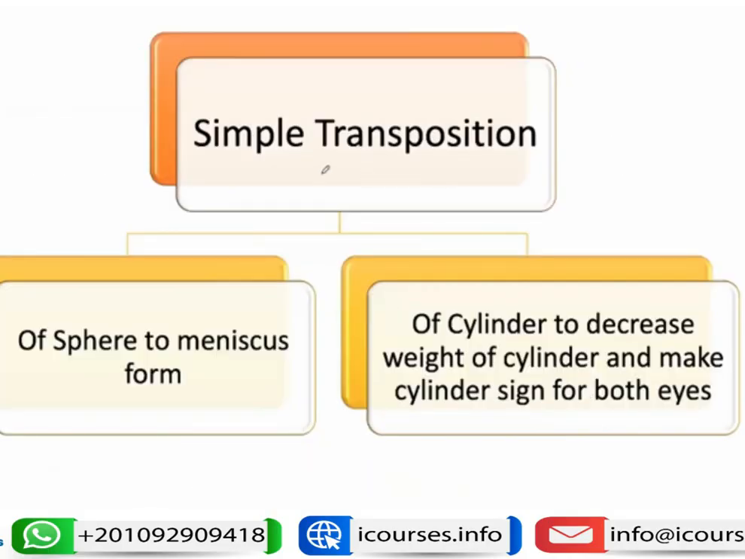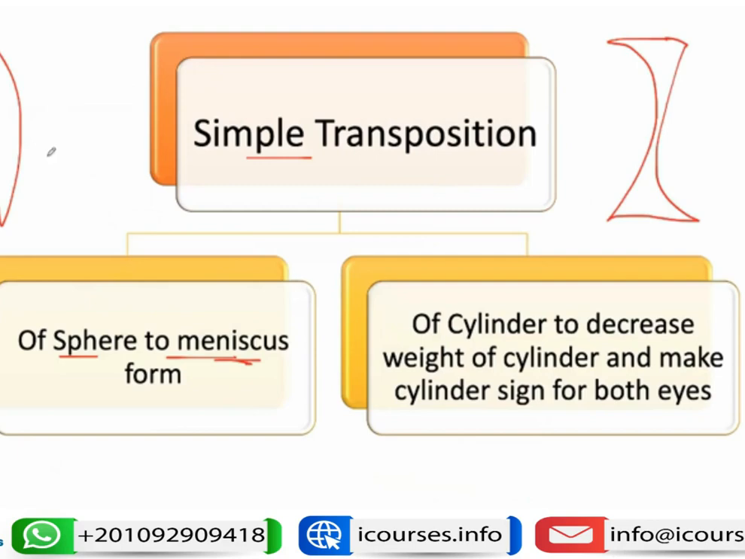So how can we change the position of the cylinder? In case of simple transposition, we can change the sphere to meniscus form. So the meniscus form of the glasses is the best form of the lens. The glasses are not made by just making a spherical anterior surface and a spherical posterior surface, or a convex anterior surface and convex posterior surface for the plus lens, and a concave anterior surface and concave posterior surface for the minus lens, because this form will cause more large aberrations. We will talk about aberrations maybe next week.